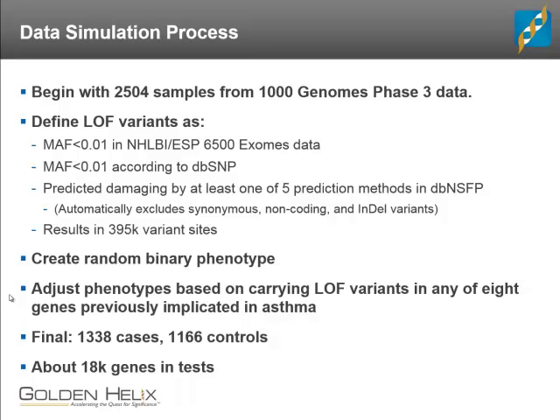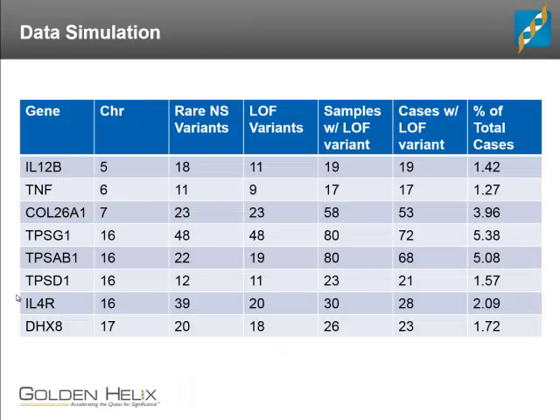And then we just selected 8 specific genes that have been previously implicated in asthma, and if a sample carried one of these loss of function variants in one of those genes, it would, in most cases, not always, we allowed for some variable penetrance, be affected. So if you really look at what the simulation looks like, we definitely took a rare variant approach with this. So starting here with this first gene, IL-12B, there are a total of 18 rare non-synonymous variant sites based on our definition, 11 of which met our loss of function definition.